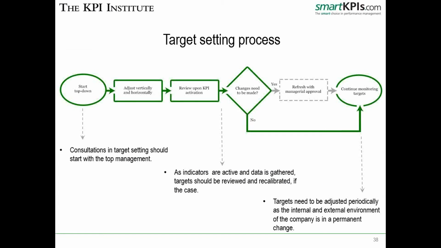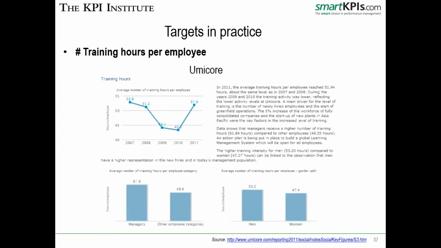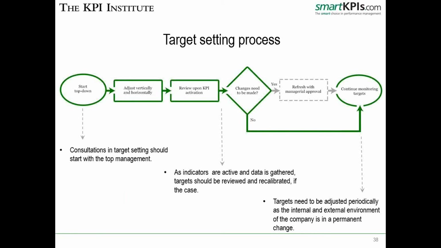Good. So these are a few examples of KPIs and targets which are established and, in a way, aimed for by companies in practice. Now let's have a look a little bit at the target setting process. How are we approaching the target setting process? Well, it's a matter of starting top down.